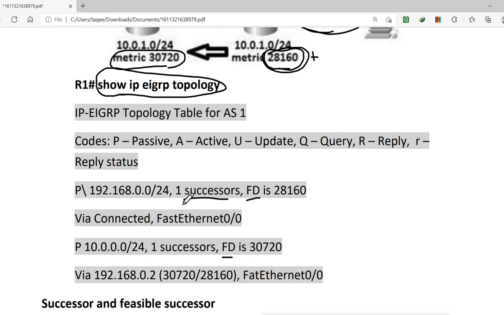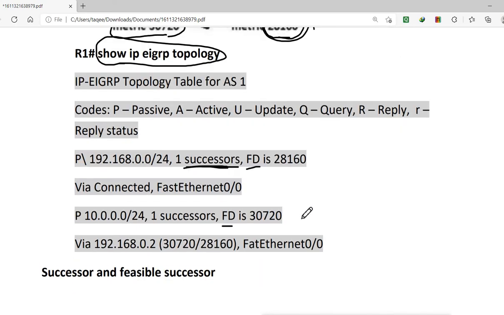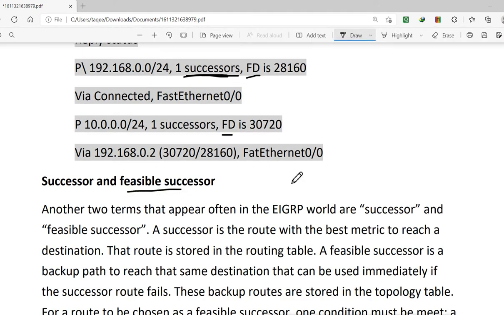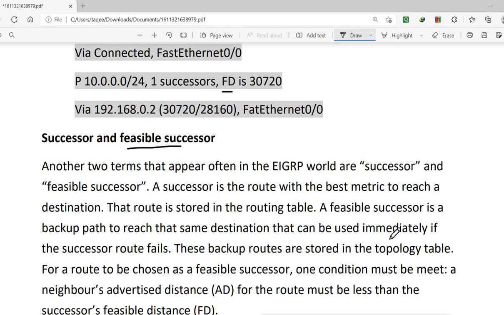Now what is this successor? There are two terms: successor and feasible successor. These are two more terms that appear often in the EIGRP world. It is very simple. A successor is the route with the best metric to reach the destination. That is the best path which we add into the routing table. That is called the successor, and the route is stored in the routing table.